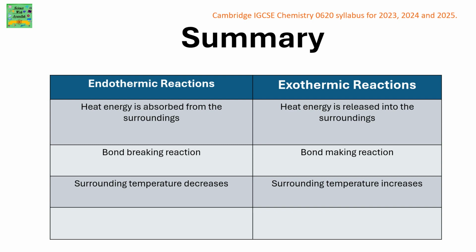Then finally, surrounding temperature decreases in an endothermic reaction. When heat is utilized, the energy or temperature decreases. In an exothermic reaction, the surrounding temperature increases. It means heat is released.